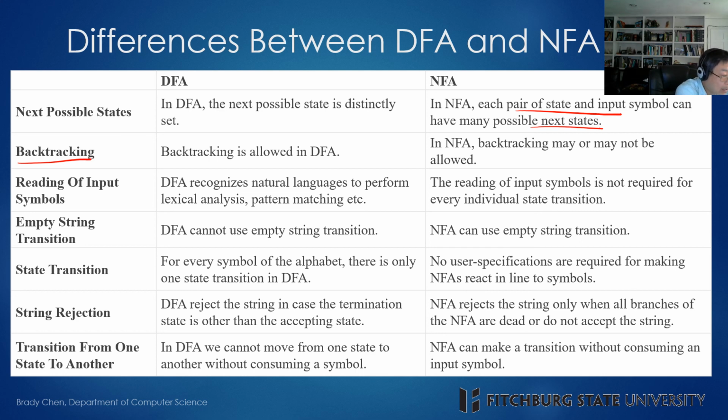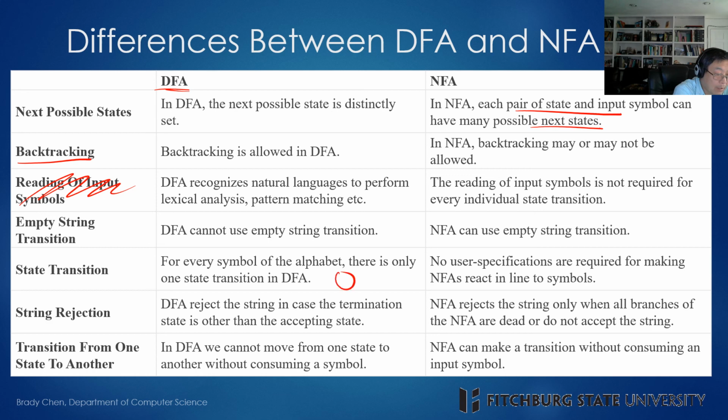Okay, now I'm going to skip the next one. So let's say the empty string transition. DFA cannot use empty string transition. The NFA can use the empty string transition. So that means you can move to the next state without any input value. Now state transition: for every symbol of the alphabet, for DFA, there's only one state transition in DFA.